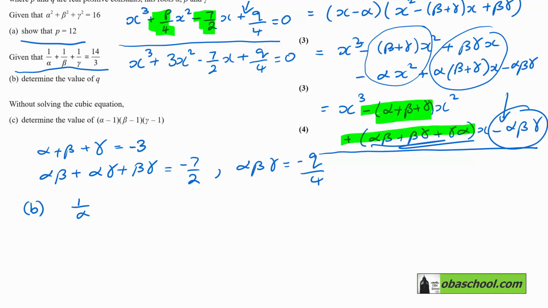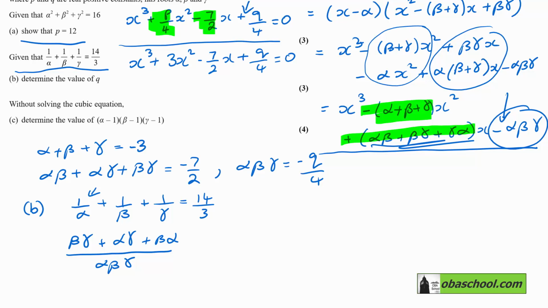So we have 1 over alpha plus 1 over beta plus 1 over gamma is equal to 14 over 3. Let's put the left-hand side over the common denominator of alpha, beta, gamma. So we're multiplying by alpha, beta, gamma on the top and the bottom all the way through. Or if you like, we're multiplying this first term by beta, gamma over beta, gamma and so on. So that's going to give me beta, gamma plus alpha, gamma plus beta alpha over alpha beta gamma, that's equal to 14 over 3.